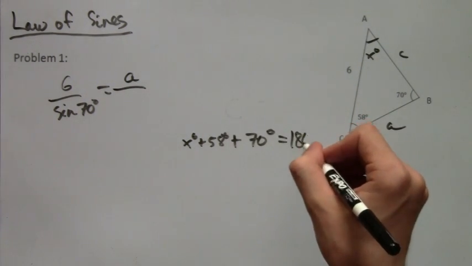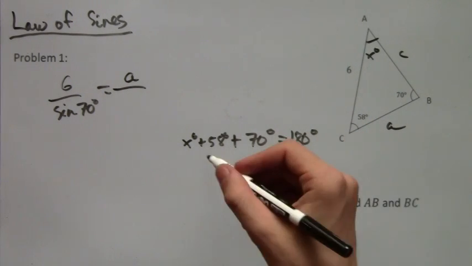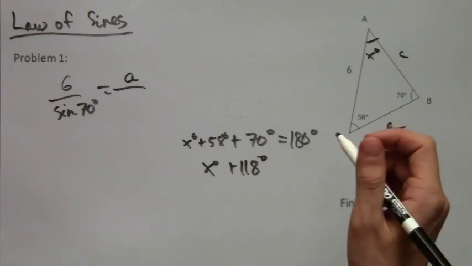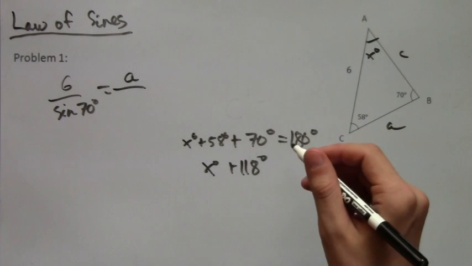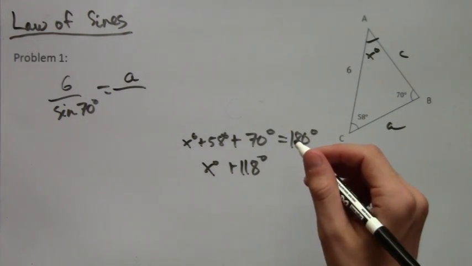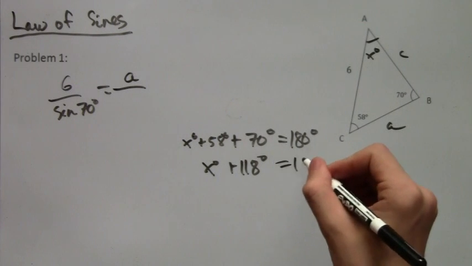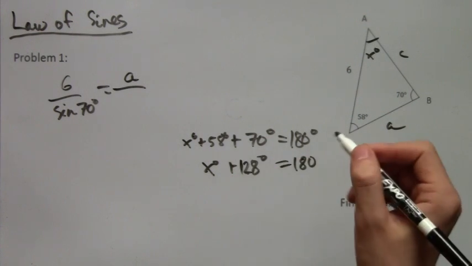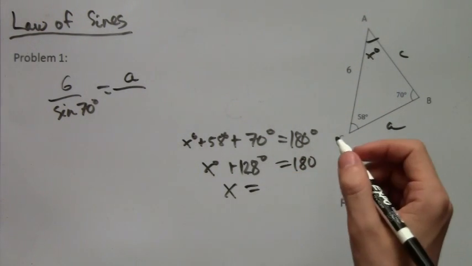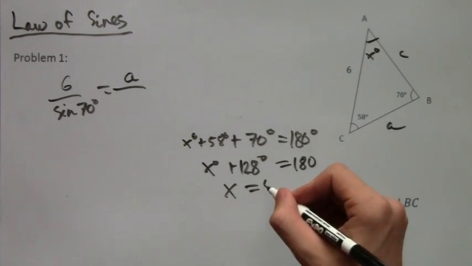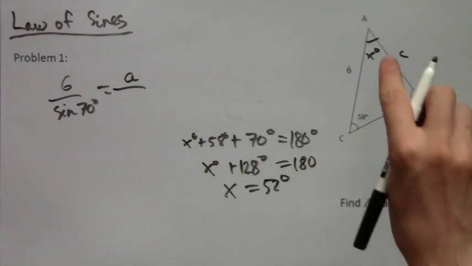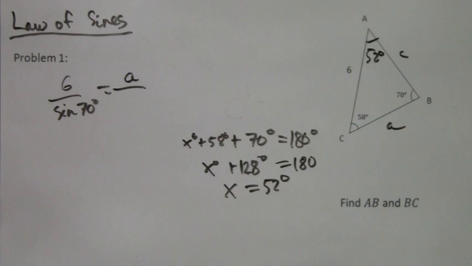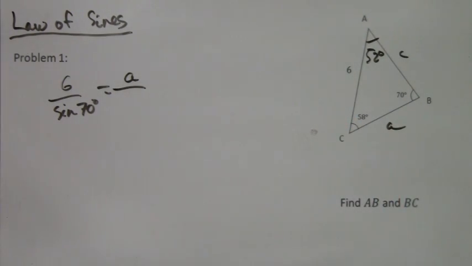So we're going to have to use the fact that the sum of the angles of a triangle is 180 degrees. So we have x plus 58 plus 70 is 180. And then I would simplify this, and it's x plus 128 degrees equals 180. So we have 58 plus 70 is 128 degrees. And that simplifies, we subtract 128 on both sides, and we get x equals 52 degrees. Alright, so now we know what angle A is, and we return back to our formula.